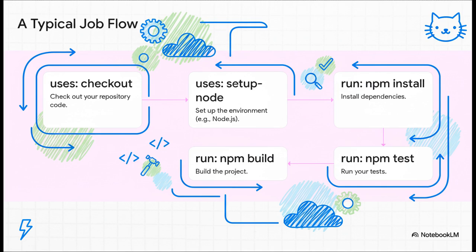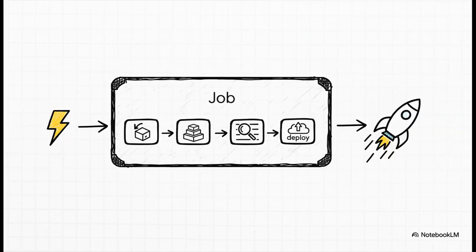Then you run npm test. And finally, you run npm run build. See the pattern? uses is for grabbing these powerful reusable building blocks from the community, and run is for your own specific shell commands.